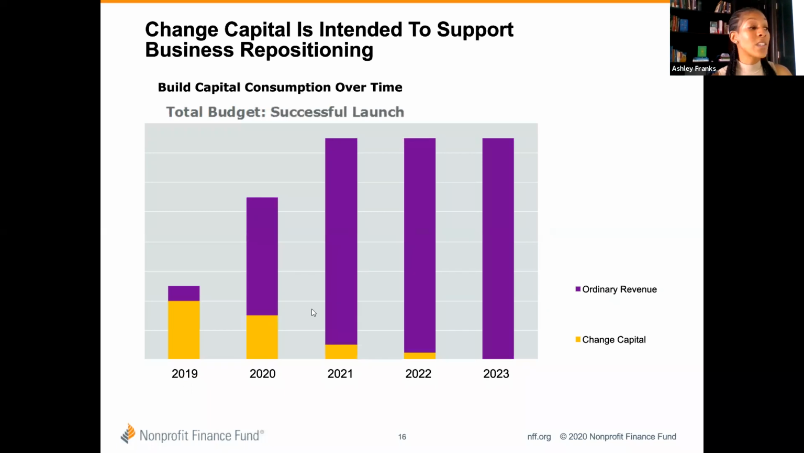We want to make sure that we're spending down change capital in such a way that produces a return in the form of a sustainable and repeatable, or several sustainable and repeatable ordinary revenue streams. This is a successful deployment of change capital funds.